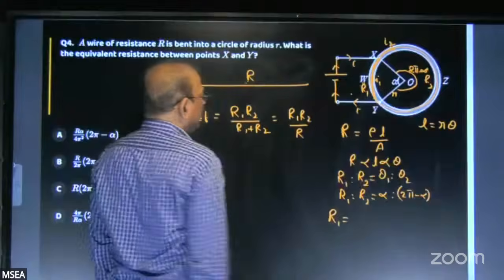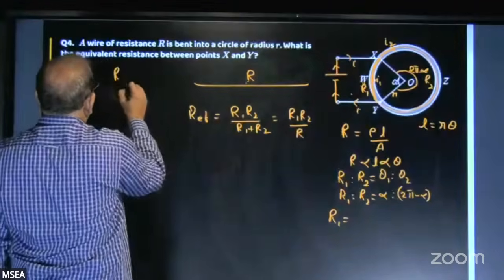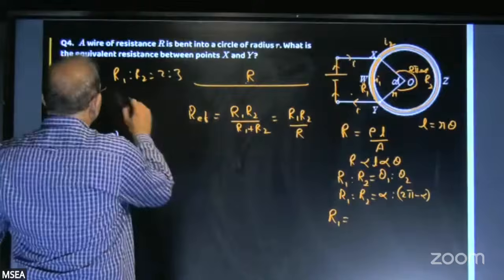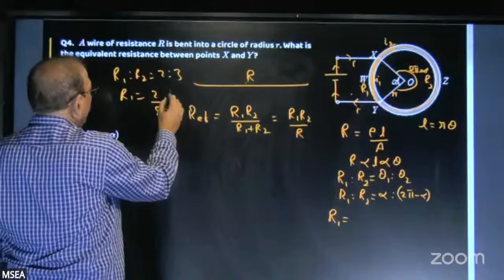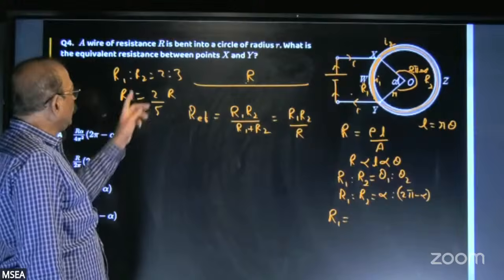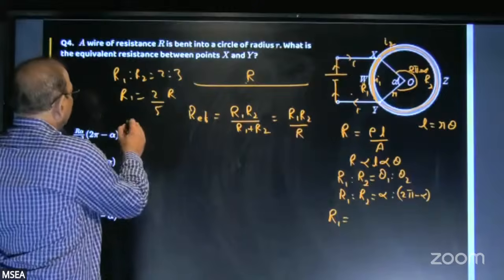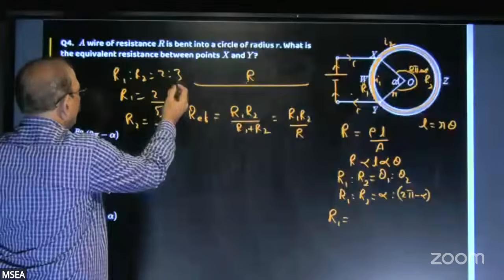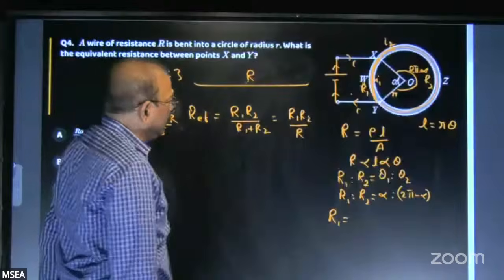So R1 is how much? Suppose the ratio R1 is to R2 is 2 is to 3. Then what is R1? Two parts out of 5 parts, so 2 by 5 of the total resistance, that is 2 by 2 plus 3, into total resistance. Like that, R2 has 3 parts, so 3 by 2 plus 3, that is 3 by 5, into total resistance. Like that, you do this.